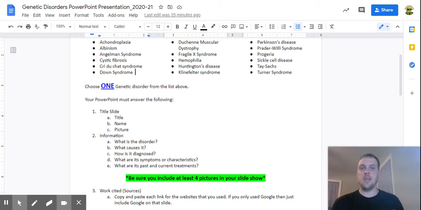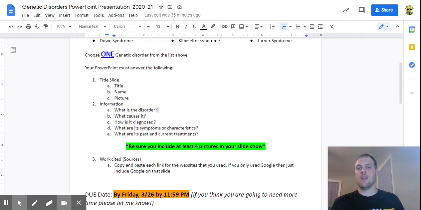But again, pick anything that's in this list or any other genetic disorder if it's not listed. From there, okay, you're just giving me a little bit of information, and you can spread this out however you would like. I would just highly, highly recommend you don't shove all this on one slide, because that would be way too much information on one slide, and you certainly wouldn't be able to fit the pictures in there that you are required to include. So just keep that in mind.